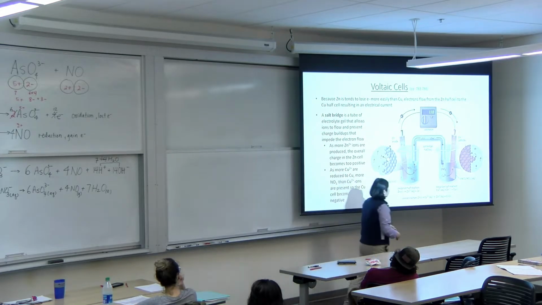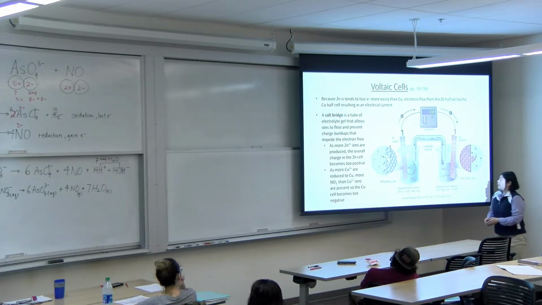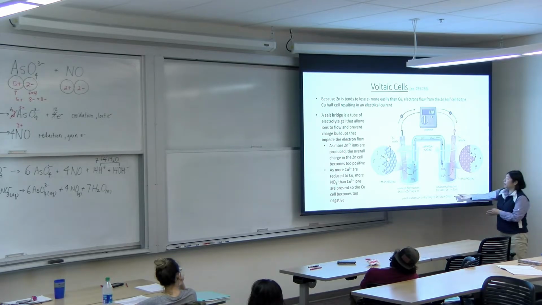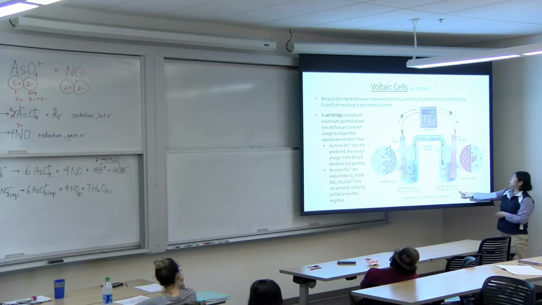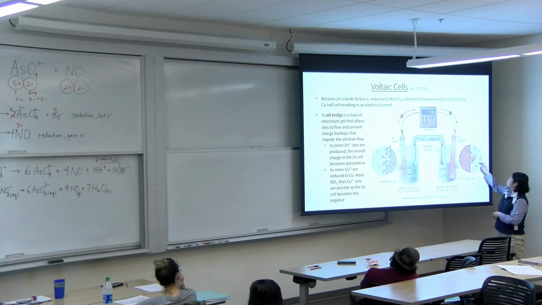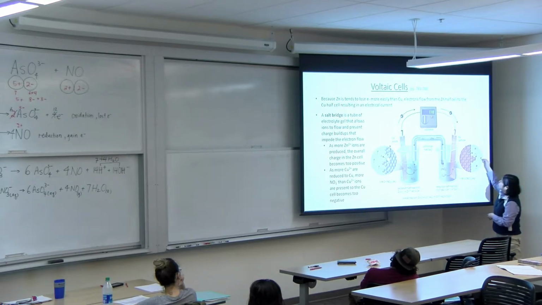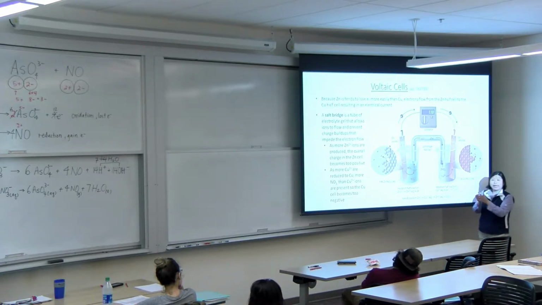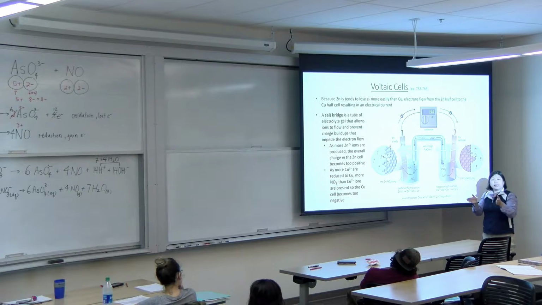Now let's walk ourselves over to the other half cell. Now in this particular case, copper 2+ is becoming copper neutral. So really, these 2+ are actually getting deposited or precipitated as a solid onto this plate. So the plate actually gets thicker and thicker and thicker. Does that make sense? Okay?